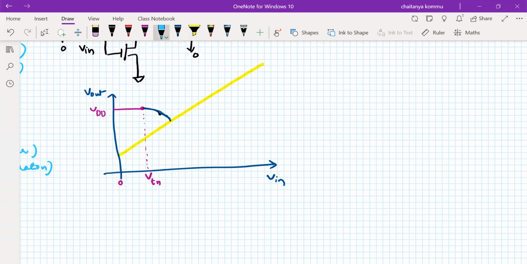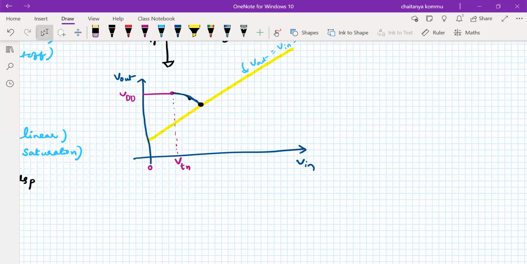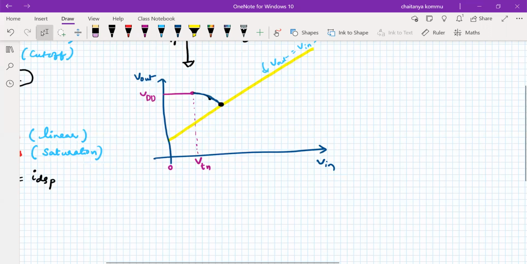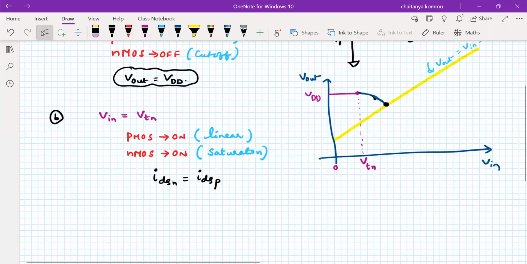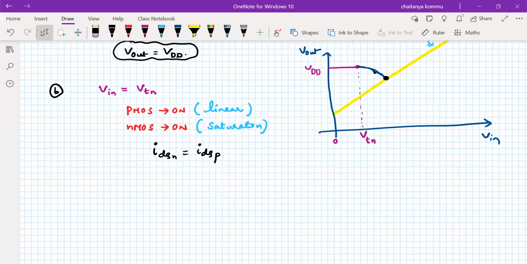So this is a line that supports that Vout is equal to Vin minus |VTP|. At this point, the PMOS transistor will come out from linear to another region. As I mentioned in the previous class, it enters into the saturation region. So this is the third case.